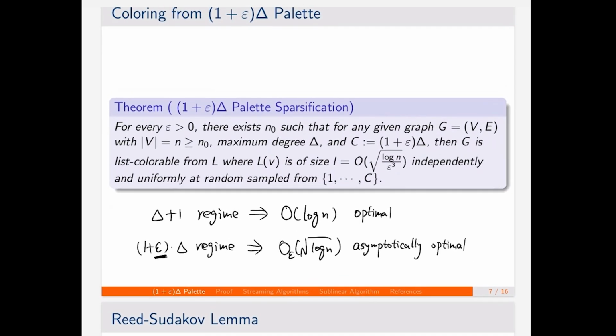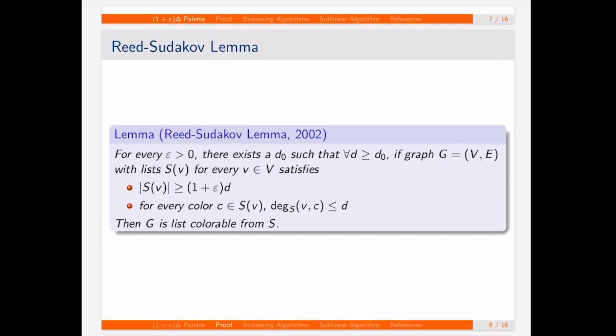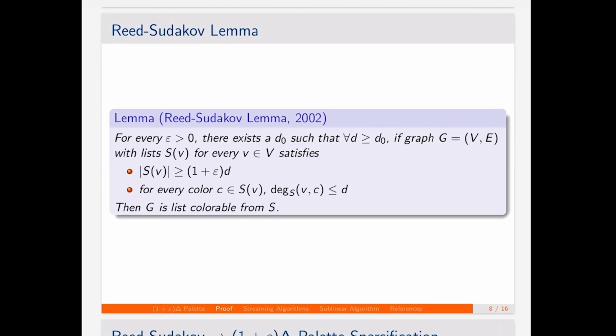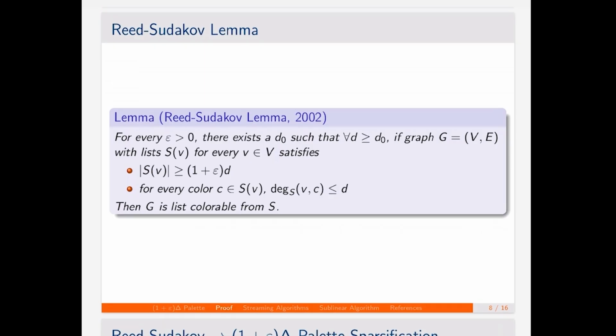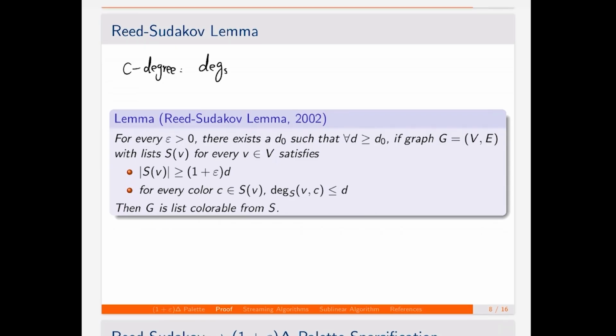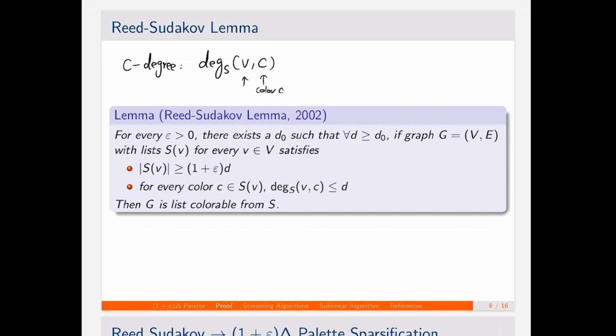Okay, so to prove this theorem, we will rely on one of the previously known results by Reed and Sudakov. So before we describe this lemma, let me first define a notion called C degree or color degree. C degree is defined for a set of lists S. The C degree is degree of vertex V and color C in V, defined as the size, the cardinality of the set of U such that UV is an edge, and this color C is in the list of U.